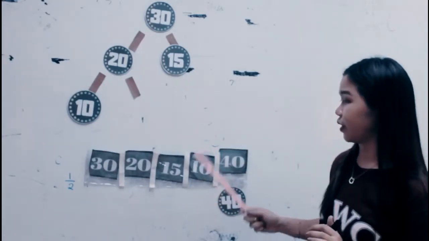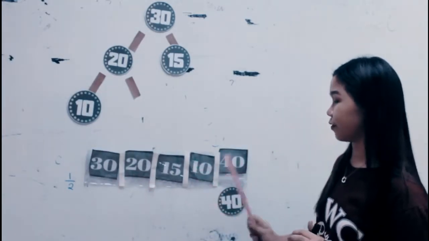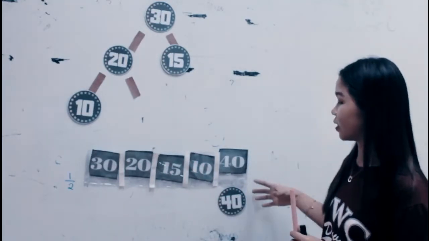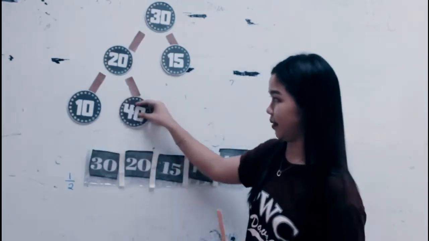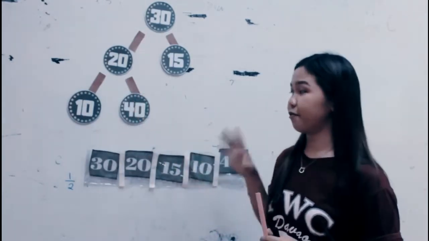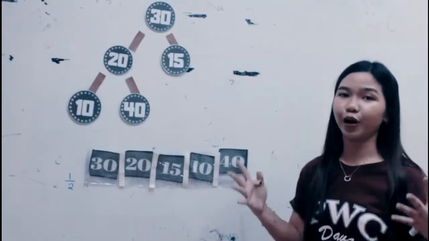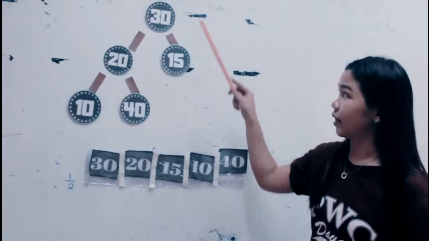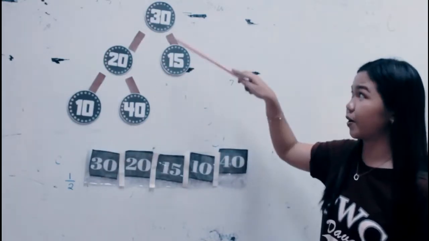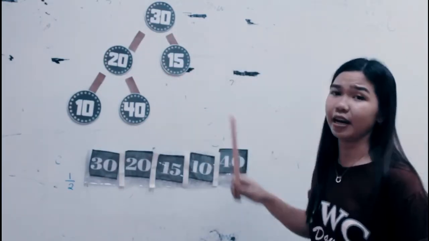Next, after putting 30, 20, 15, and 10, we already follow the idea of the heap properties. So next we will put 40, which will be our last element. I only give 5 values in our array so that it will be easier for us to understand the idea of the heap sort. So this will be our binary tree wherein 30, 20, 15, 10, and 40.